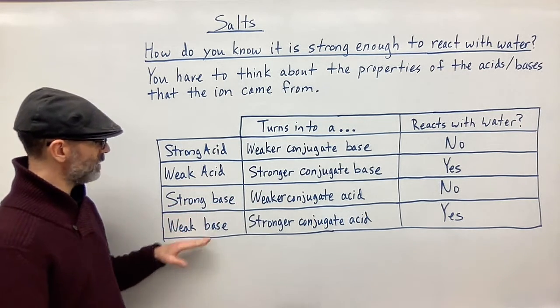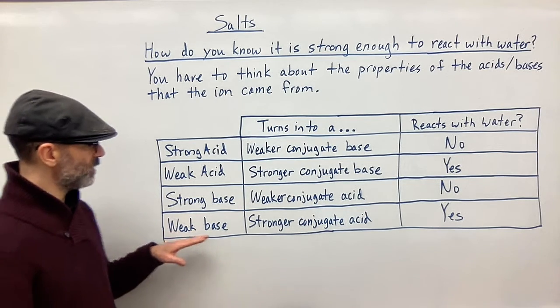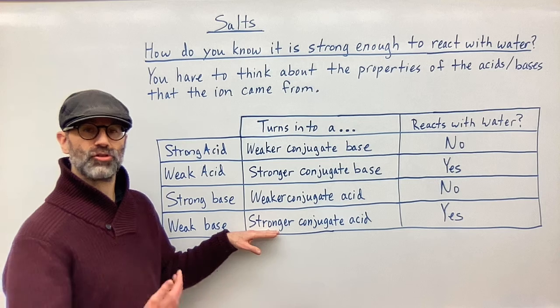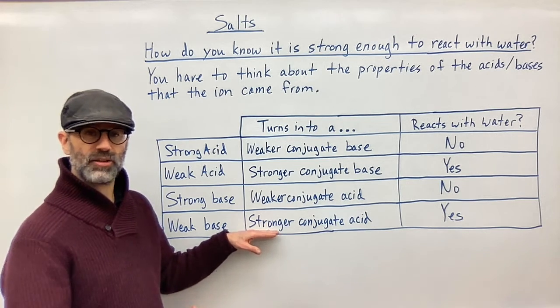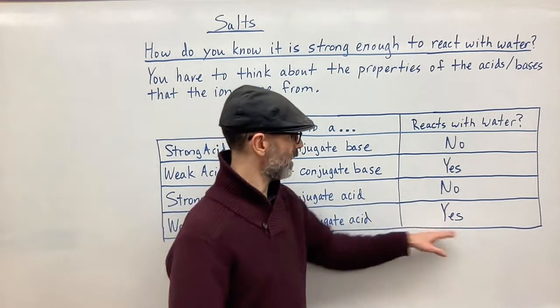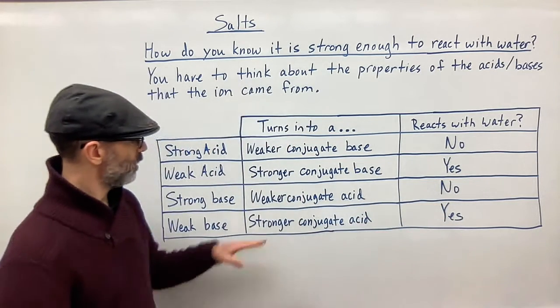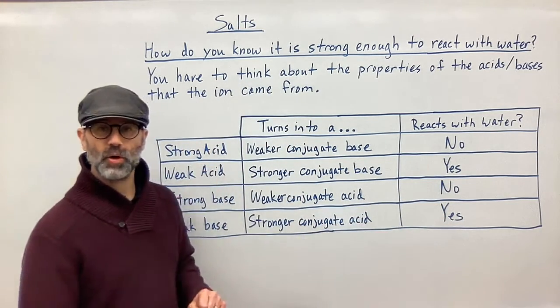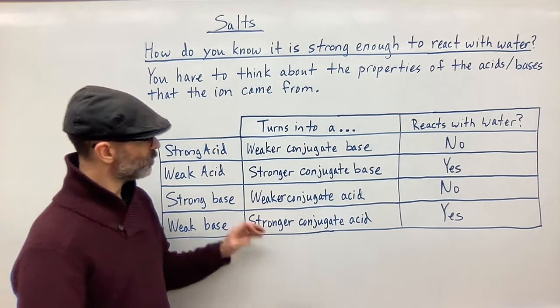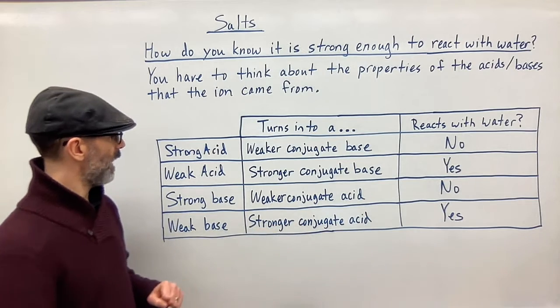And then if you have a weak base, that's going to produce an ion that is a stronger conjugate acid compared to the weak base it came from, and therefore it will react with water to give that proton to water. So it's going to act as a stronger conjugate acid.